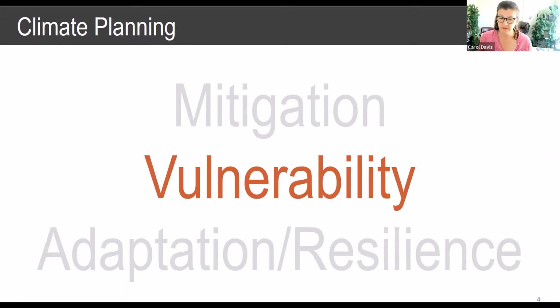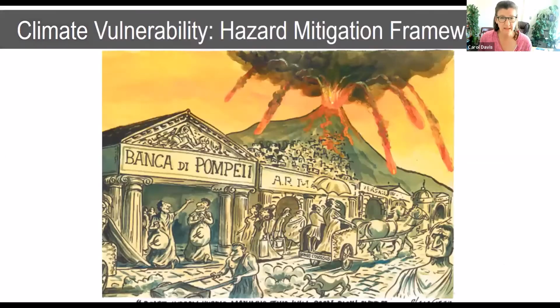And once you figure that out, you need to turn your attention to, I know these are the ways that I'm vulnerable. Now, how can my community adapt and become resilient in the face of a changing climate? So hopefully that is clear. And then a little bit more explanation or background.